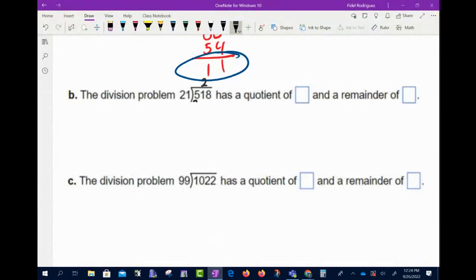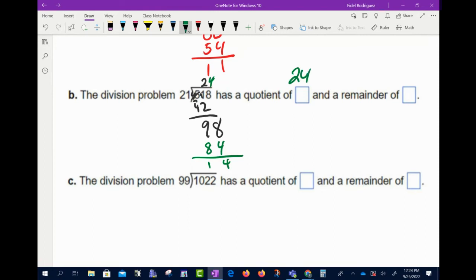So I might say, look, this might go in twice, which gives me 42. Okay, I'm going to borrow 1 from there. So now I have 11 minus 2 is 9, and bring down the 8. And then I might say, okay, well, 21 into 98 would probably go in about 8 times. Not 8 times, I'm sorry. 4 times. Because that's going to give me 84. Okay. And then we can subtract again, and that's going to give me a 4 and a 1. So it looks like this went in 24 times with a remainder of 14, right?